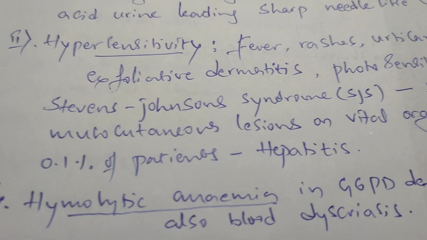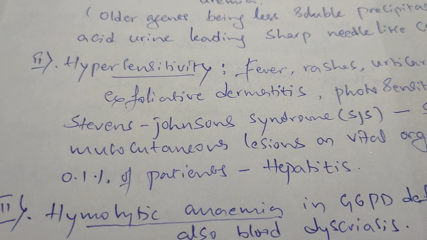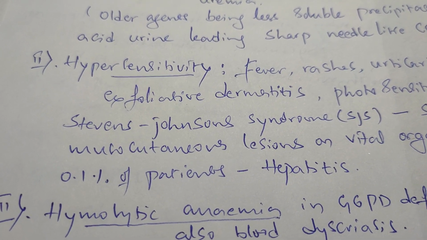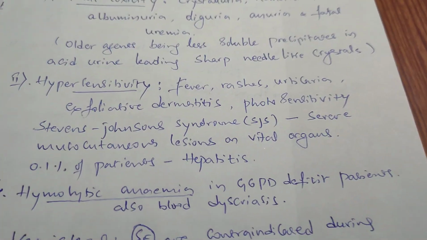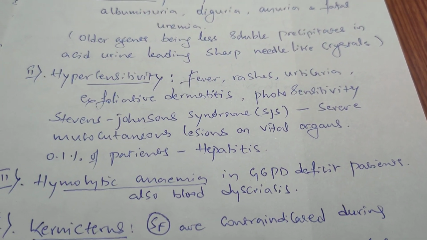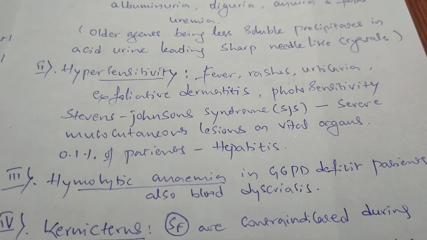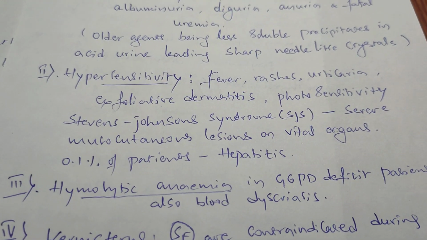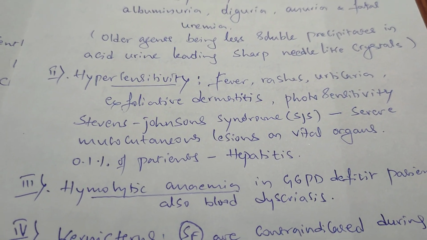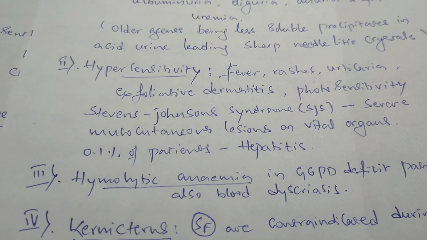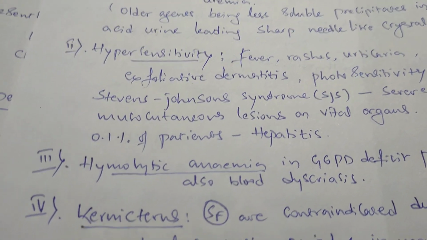Okay, next, in 0.1% of patients, sulfonamides may also cause hepatitis due to focal or diffused necrosis in the liver. Next, some people have a deficiency of an enzyme called glucose 6-phosphate dehydrogenase. Those G6PD patients are susceptible to blood dyscrasias when they are taking sulfonamides. Sulfonamide causes hemolytic anemia in patients with G6PD deficiency.